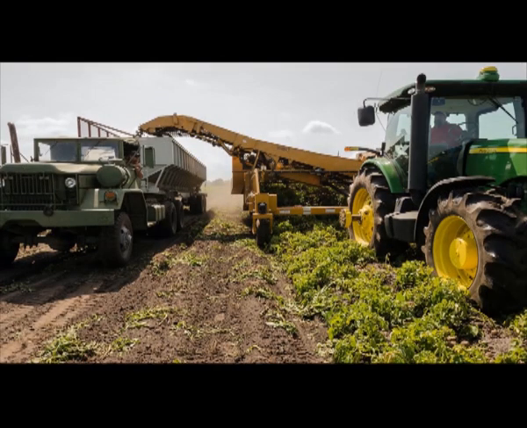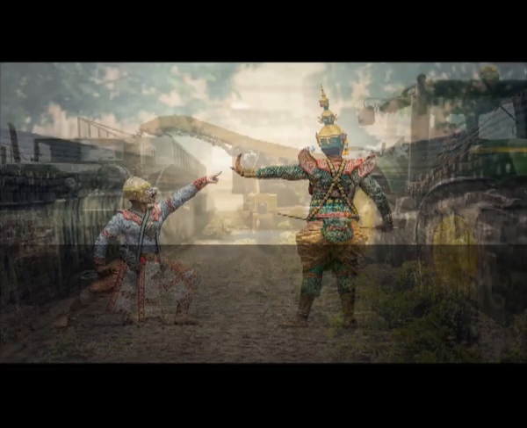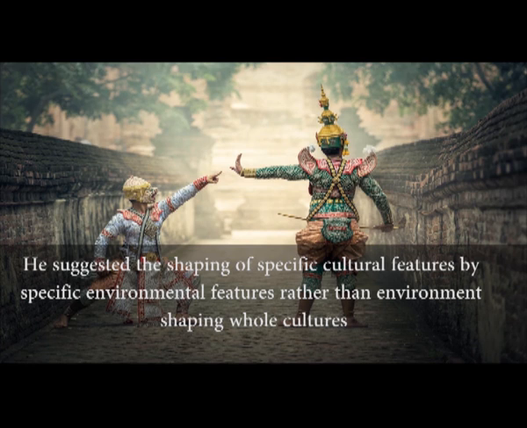Julian Steward's theory talks about an ecologically determined culture core consisting of features which were clustered around subsistence economic activities, that is, utilization of environment. This was considered to be directly linked to environmental factors more than others. So, some cultural features were more closely related to a society's environment, and they became quite influential in shaping culture development. He suggested the shaping of specific culture features by specific environment features, rather than the environment shaping whole cultures, right?